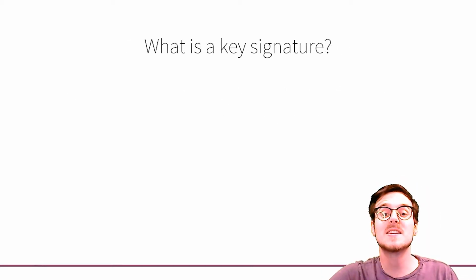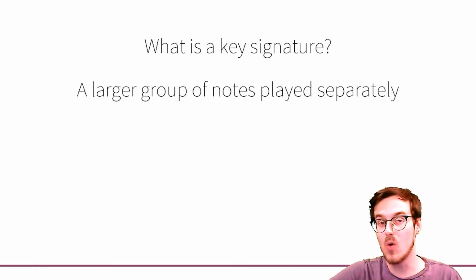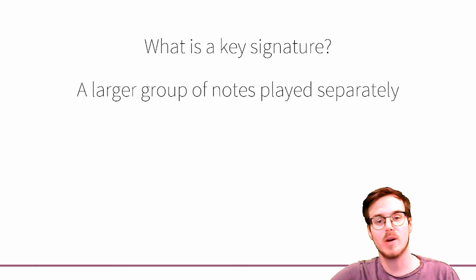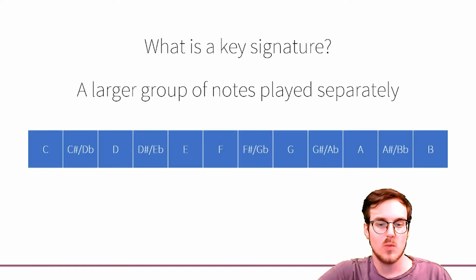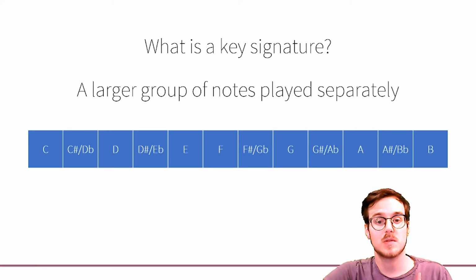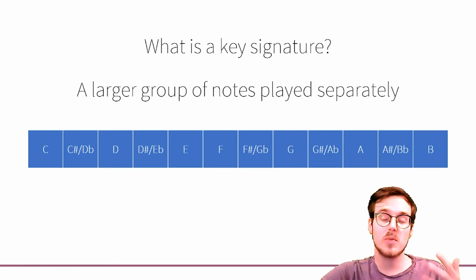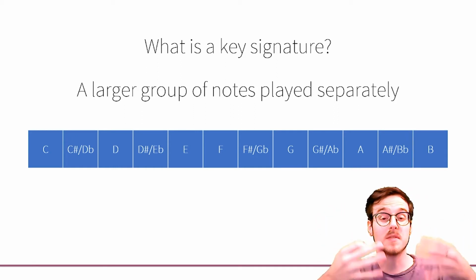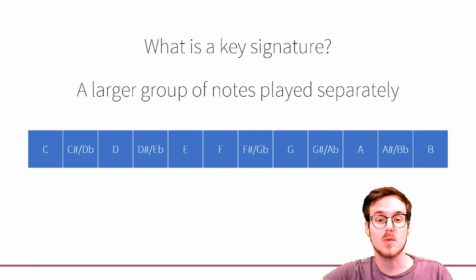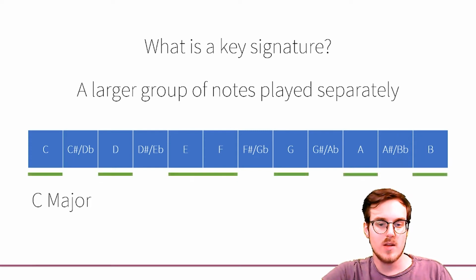Next up is, what is a key signature? Like a chord is a group of notes, but now we're playing them separately. So in music, we have 12 independent notes, but typically we're not going to play all 12 of those in a song. We're going to pick a smaller subset of 7 notes to use while we write our music. So these are all the notes laid out in front of us, but just the ones underlined in green are the ones we're going to use when we're thinking in C major.